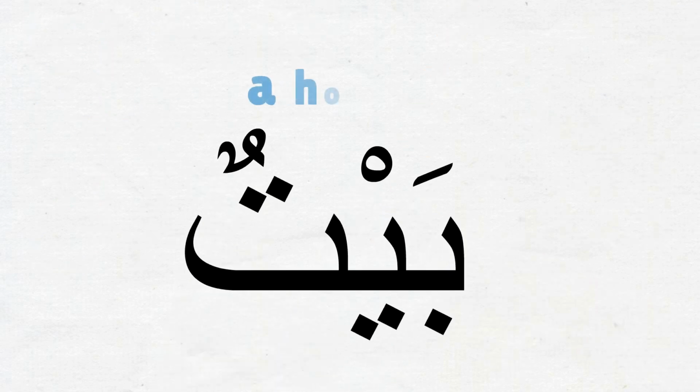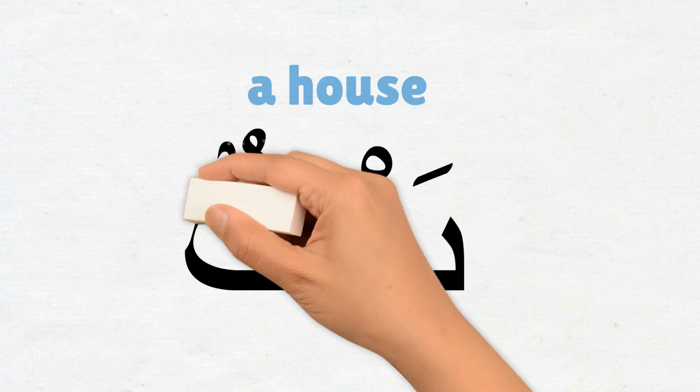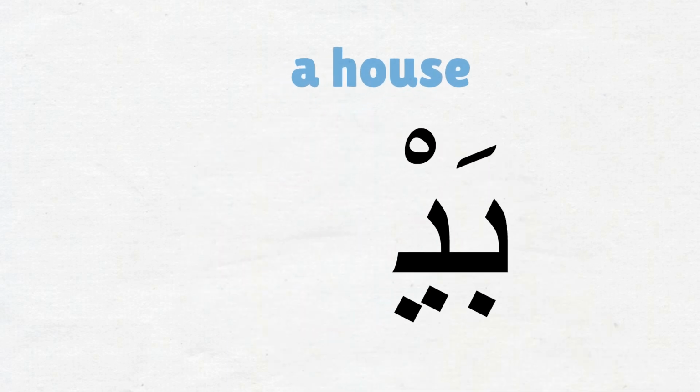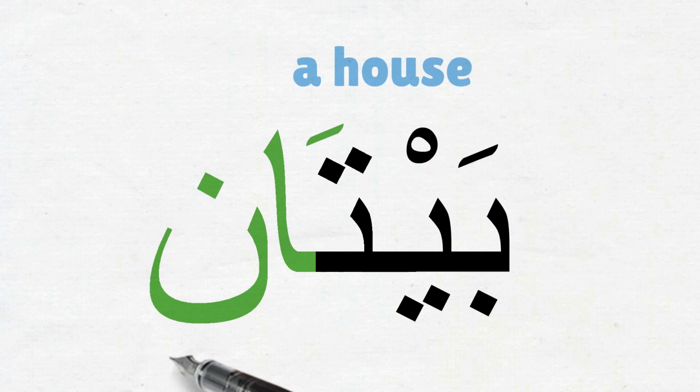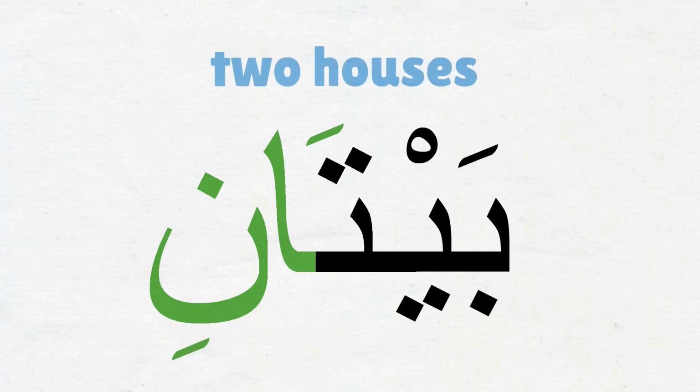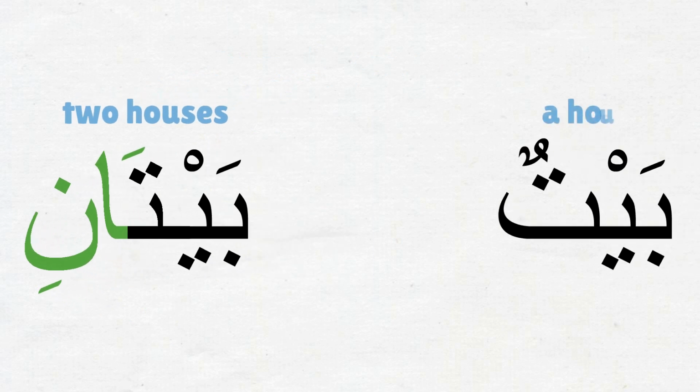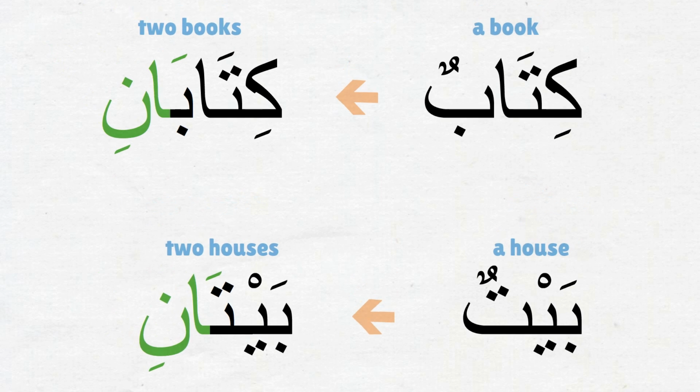Another example, BAYTUN. How do we turn this into muthanna? Again, we remove tanween and replace it with ani, that is fatha followed by alif and noon with kasra. So two houses in Arabic is baytani. Baytun became baytani. That's all there is to it. Easy, right?